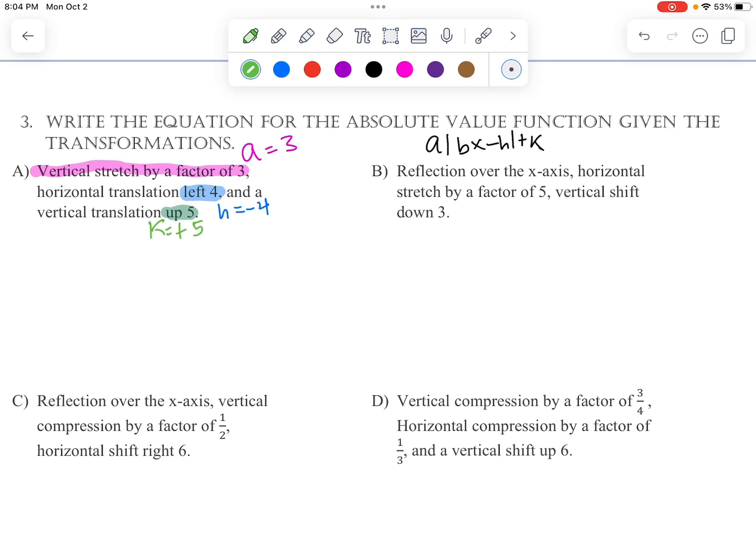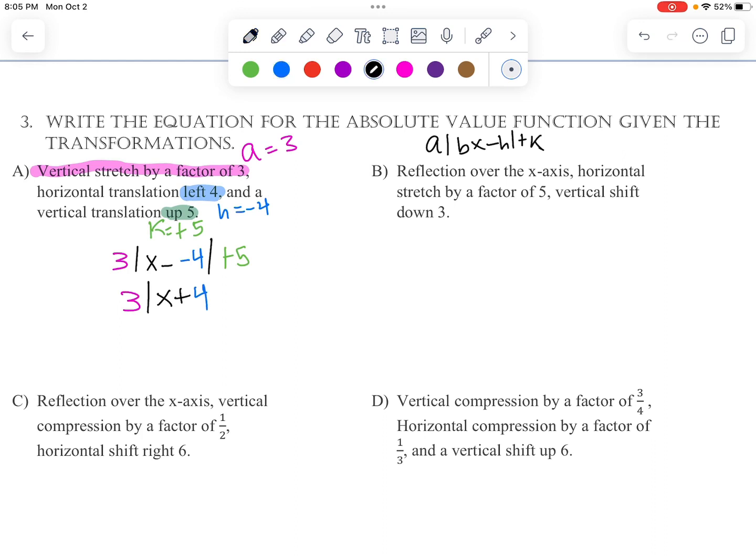So all we're doing here is we're putting all of our pieces together. So I have 3 in for A, and then I have my bars. And if we notice, we didn't have any kind of horizontal stretch or a compression at all. So B didn't change. We didn't touch B at all. So I'm not even going to include a B. I'm going to have x, and then I'm going to have minus that -4, okay? And then I'll have my +5 out in front. So when I simplify this down a little bit, what we notice is when we have a double negative inside of those parentheses, we're going to have x plus 4.